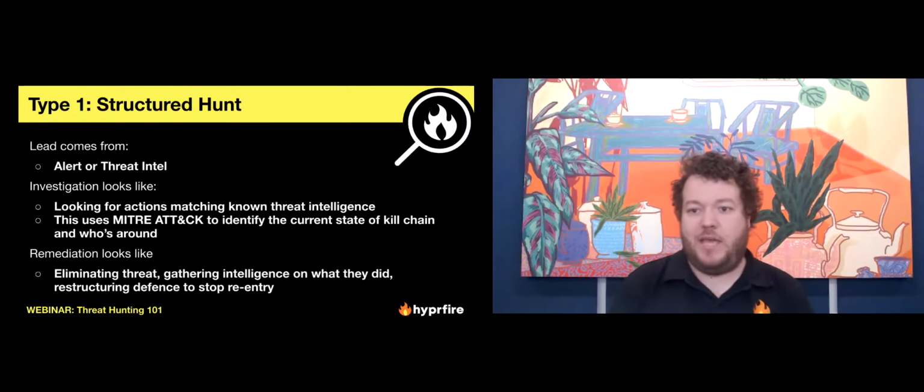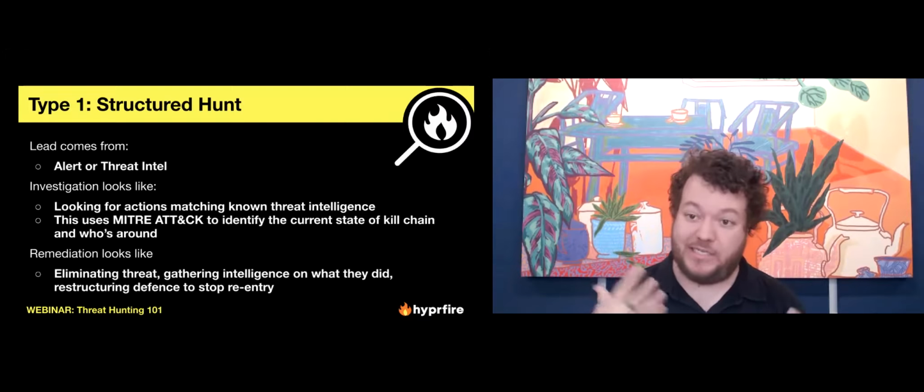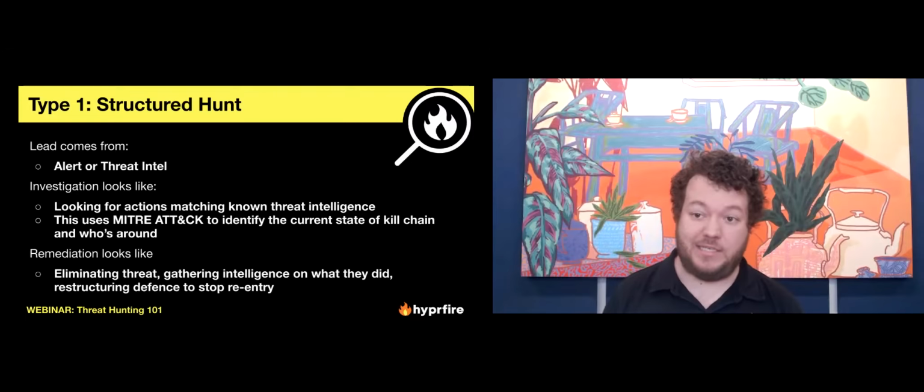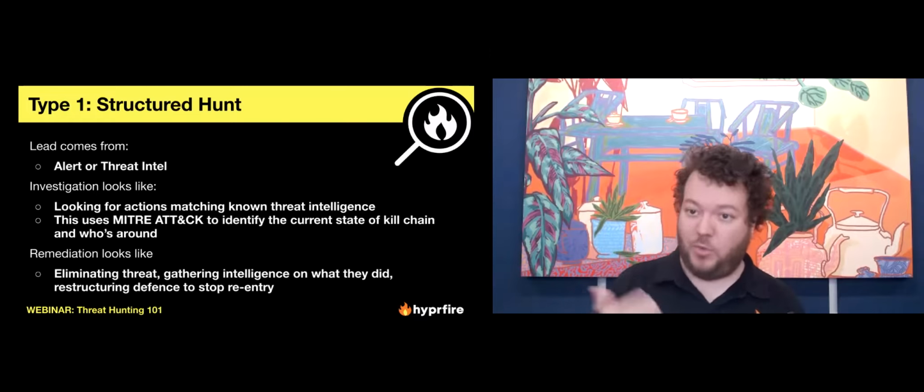So what kinds of things do we have? Well, the first kind of hunt is a structured hunt. This is essentially when, say, your SIEM or SOC comes up with an alert or some threat intelligence comes in, says that something may be untoward.